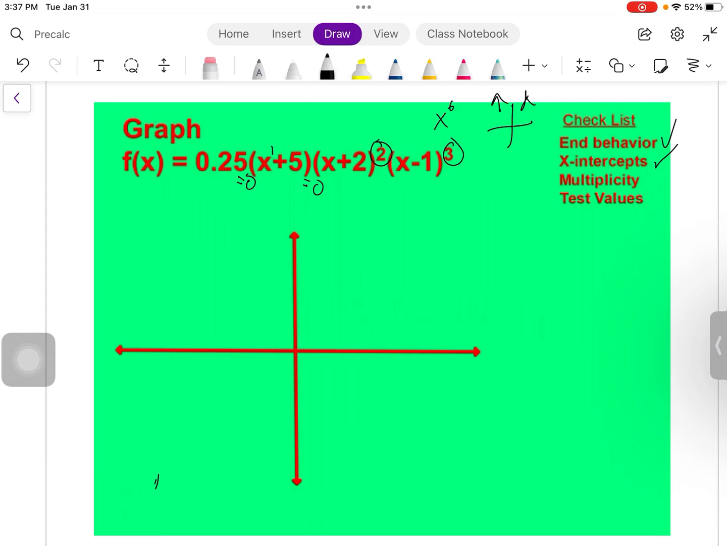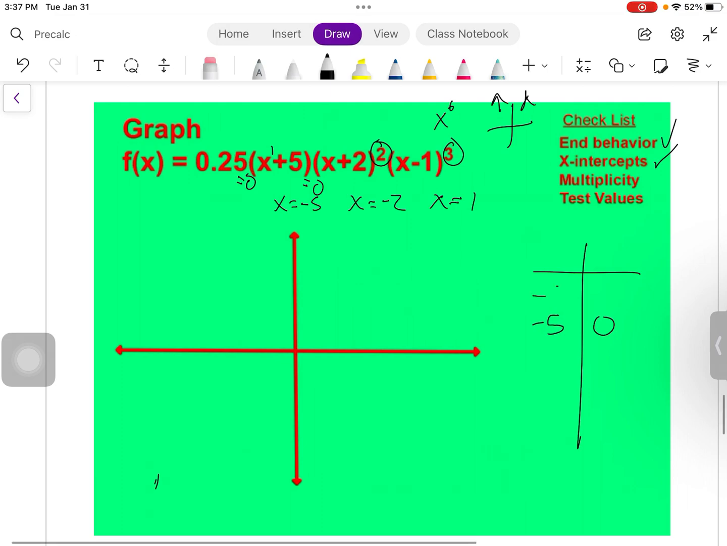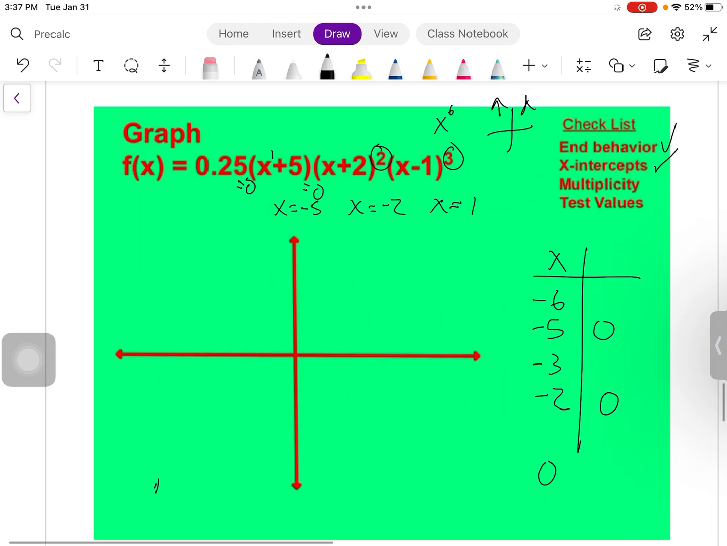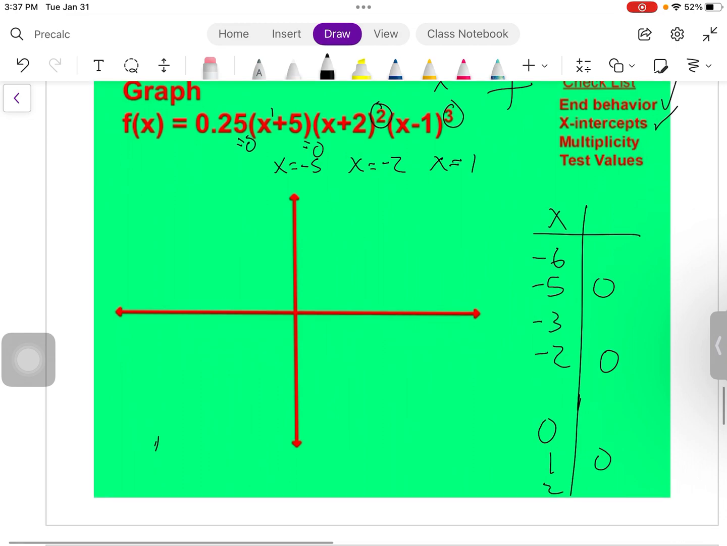Now my roots, I could set this equal to 0. But one would be at negative 5, negative 2, and 1. So again, make my table: negative 5, 0. Maybe I put a negative 6 to get an idea of what it looks like. My other root, negative 2, so maybe put negative 3 in there to see what it looks like. And 0, I'll put that in there because it's between negative 2 and 1, and maybe put in a 2. Okay, so there's my test values.